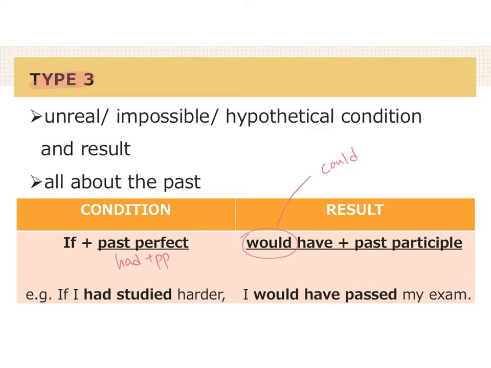We use the third conditional to speak about a past unreal, impossible situation and its impossible result. So third conditional is all about the past. If this thing had happened, that thing would have happened. Example, if I had studied harder, I would have passed my exam. In reality, I didn't study hard enough, so I didn't pass the exam.